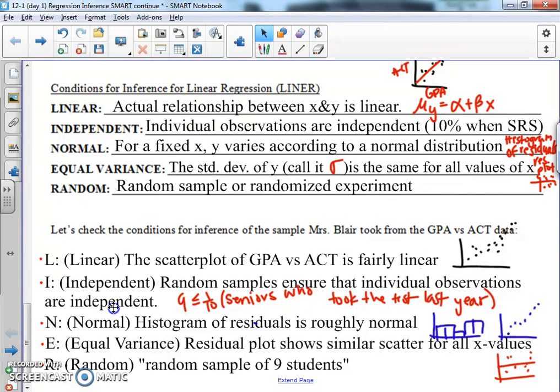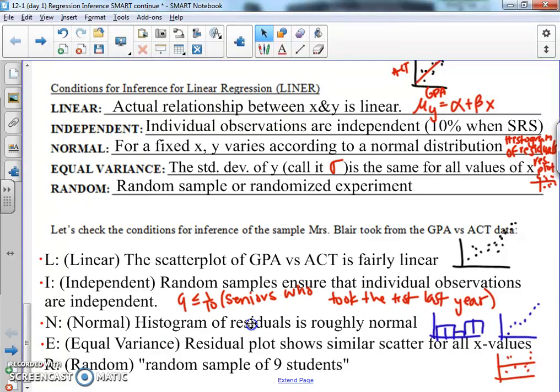Okay? On the independent condition, you're just saying that each of the samples that you've taken are independent of each other, like one will not affect the other. So in the case of GPA versus ACT, one student's GPA and ACT score is not going to affect another. But usually random sample takes care of that, so we can just use this sentence: random sample ensures that the individual observations are independent. But then we have to add in the 10% condition if we indeed do SRS, okay?